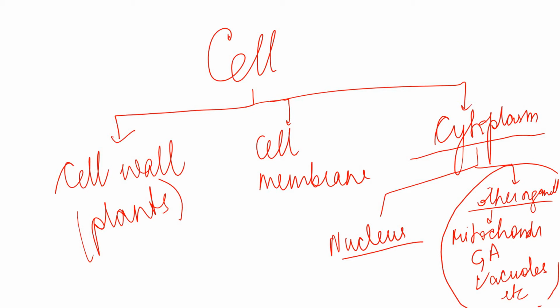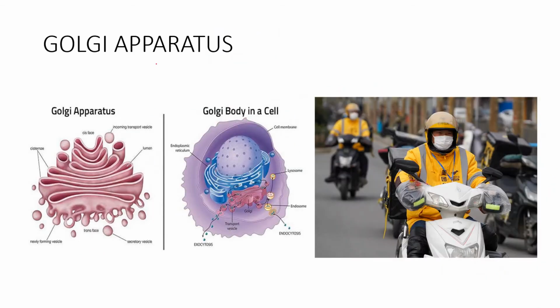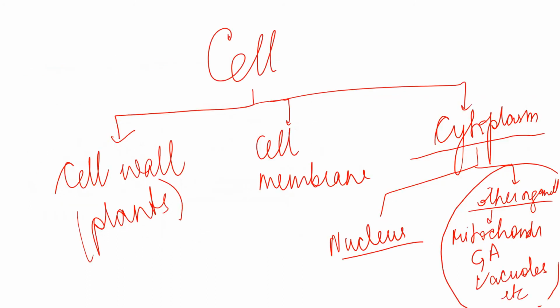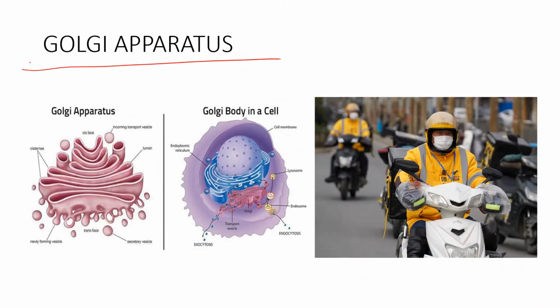So I hope this mind map is clear to you. If not, then please rewatch the previous video properly, and then only you will be able to understand what is being taught here. Okay, going ahead. First and foremost we will be studying that inside the cytoplasm we have the nucleus. That's one part, okay, but other organelles are also present. So number one we will be studying about the Golgi apparatus.